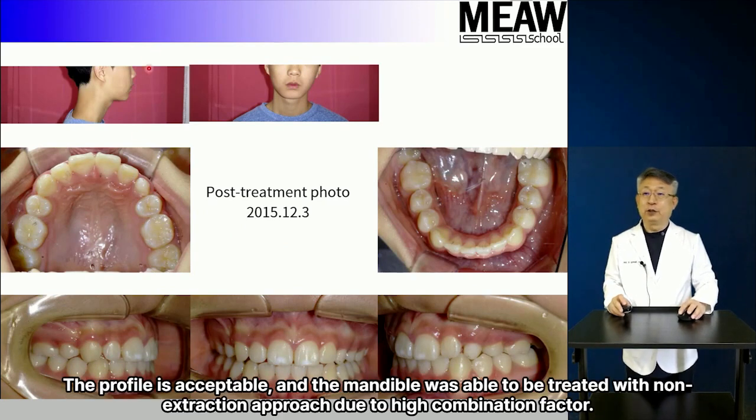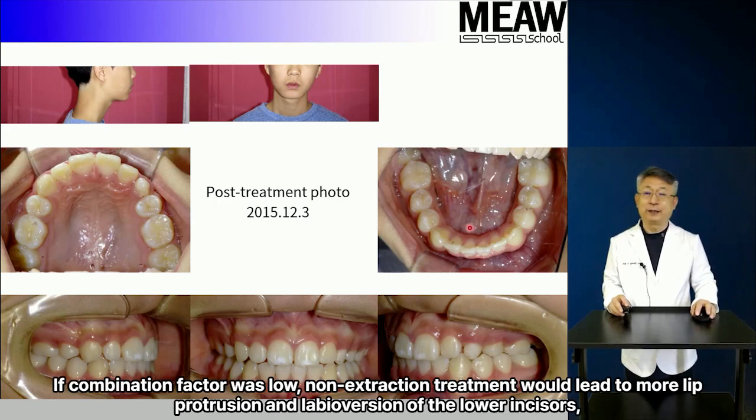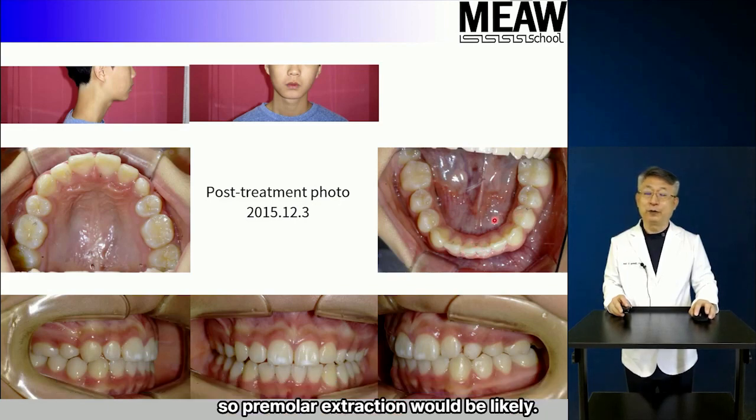The profile is acceptable, and the mandible was able to be treated with non-extraction approach due to high combination factor. If combination factor was low, non-extraction treatment would lead to more lip protrusion and labioversion of the lower incisors. So premolar extraction would be likely.